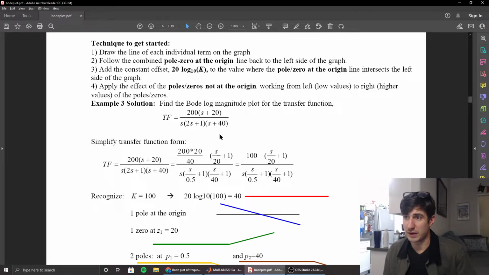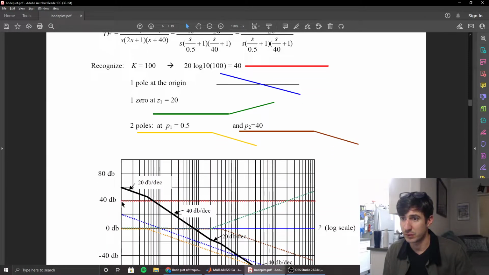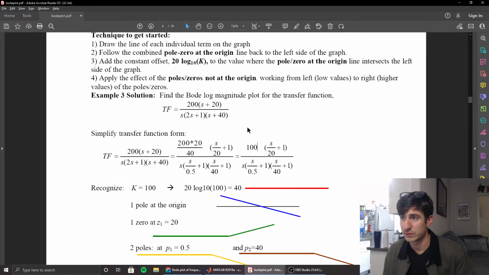Pretty straightforward there. So remember, when you factor these out, this is all just going to combine, and this is your k, so k equals 100. That's out front, so that's just your straight line at the origin. We see the red line here, it's all color coded. And then one pole at the origin. So what's our pole at the origin? Well, that's this s out front here. You can see there's nothing attached to this. These terms here are ones that are not at the origin.